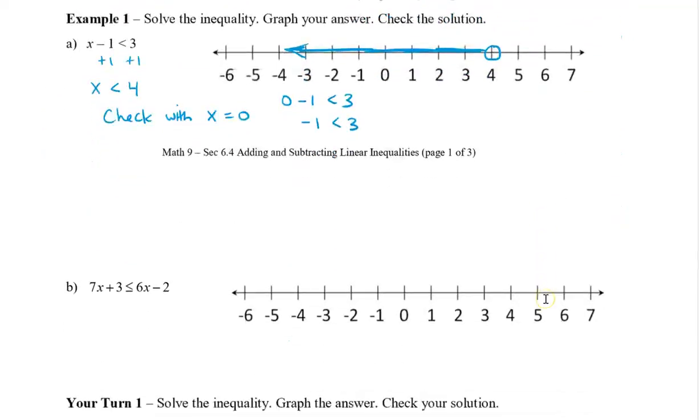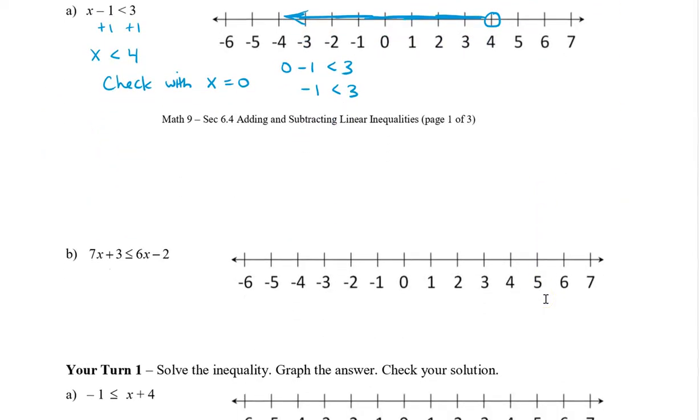Let's take a look at another example. So here we have 7x plus 3 less than or equal to 6x minus 2. So we're going to subtract 6x from both sides. And so now we have x. And at the same time, we're going to subtract 3 so we can move our constant numbers to our right side. So now we have x less than or equal to negative 2 minus 3, which is negative 5. So here we have all the numbers x that are less than or equal to negative 5.